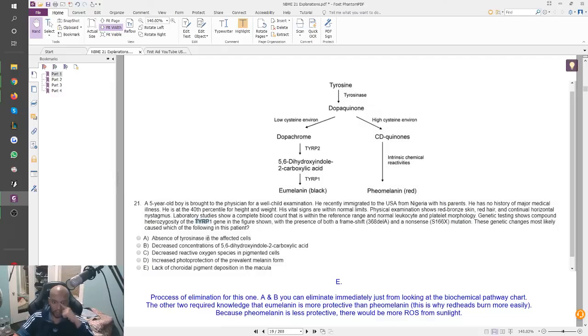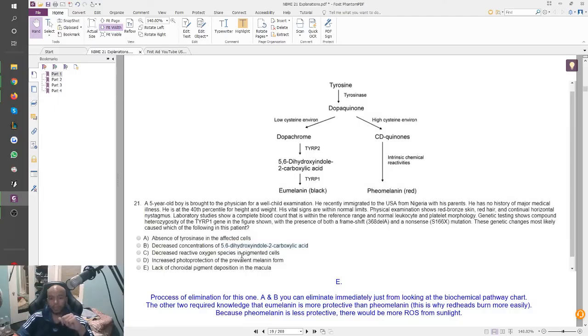Absence of tyrosinase. Tyrosinase deficiency would be a whole different thing. Now what's happening with this patient? Decreased concentrations of 5,6-hydroxyindole-2-carboxylic acid. For this, you would refer back to the question, right? All of these. If you didn't have tyrosinase, you wouldn't make any of these things, and that's not what's wrong with our patient. If you don't have this, that would mean that your TYRP2 is not working, and that's not true for our patient. His TYRP2 is working, so he's definitely making this.